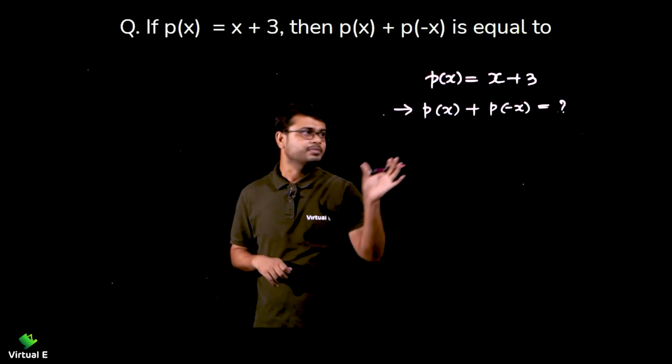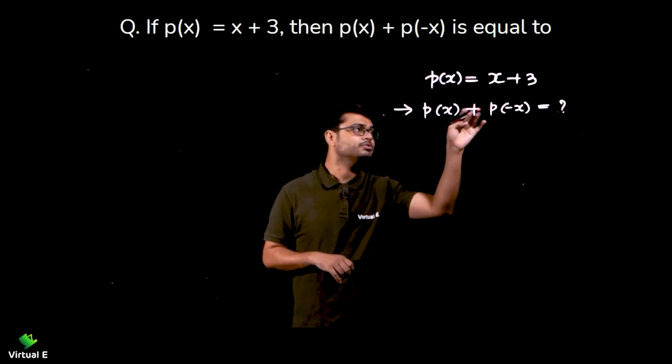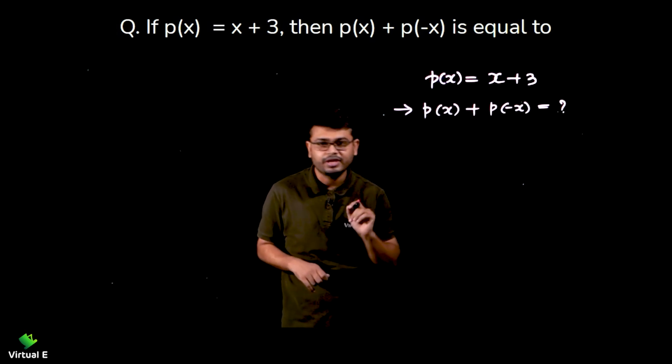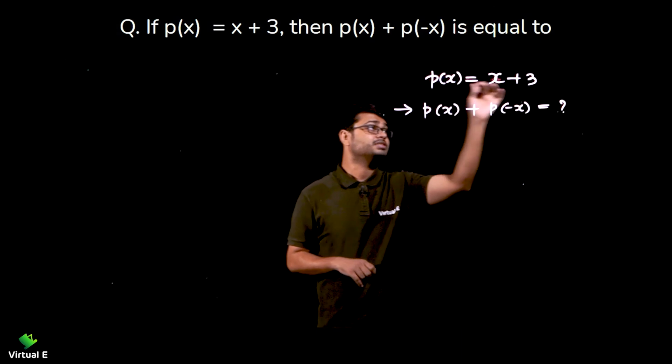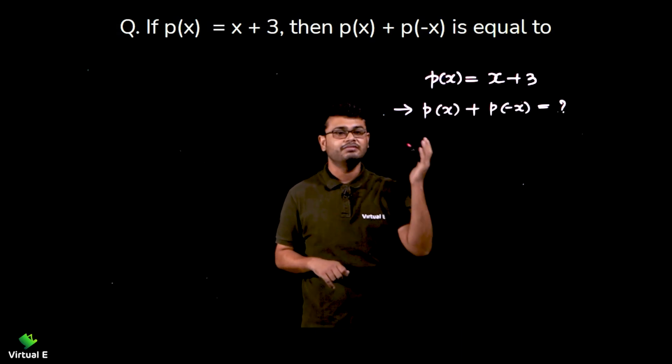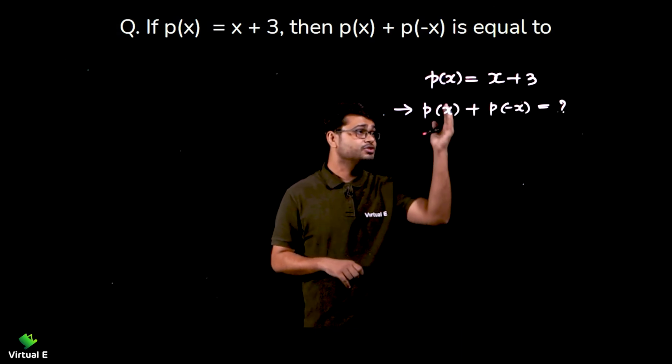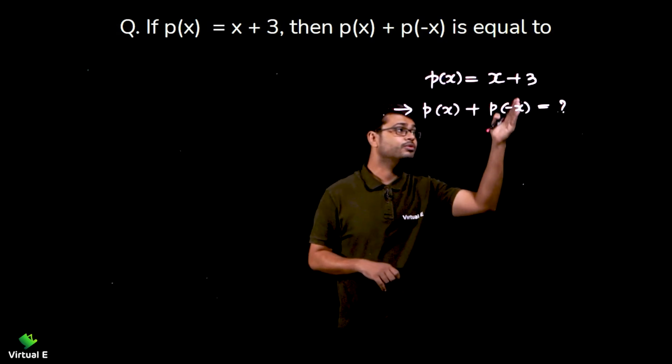So basically, we need to get two values and we are supposed to add them. So this is how we are going to get it. So Px is given over here. Now what do we need? We need P of minus x. So wherever x is there, what we are going to replace with?